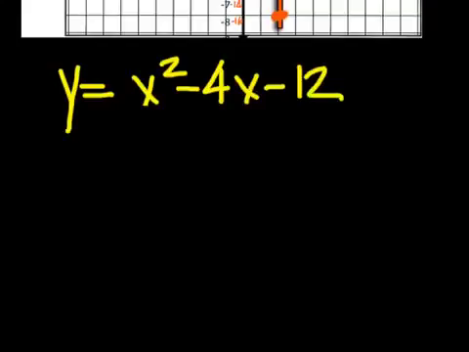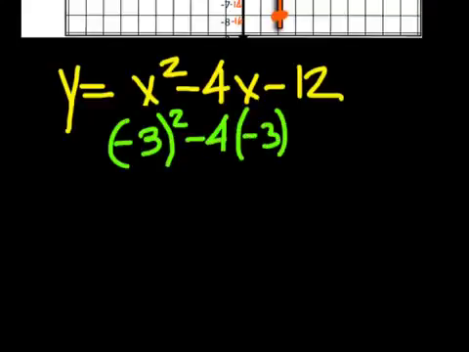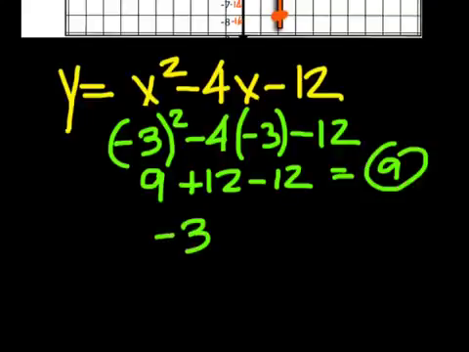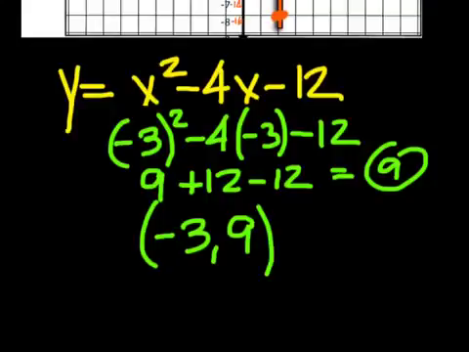Alright, so we chose negative 3. So we're going to dump that in, and then evaluate. That's a 9 plus 12 minus 12. You should get a 9. So if we plugged in negative 3 and came back with a 9, an extra point we found is negative 3, 9. That's on that graph.